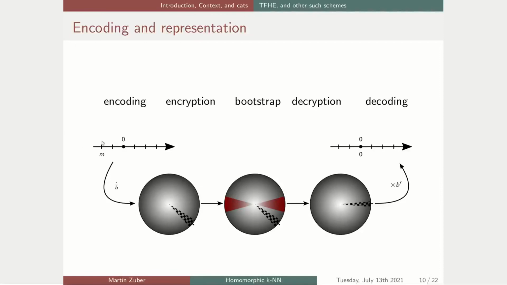Equivalently, if the initial input is negative, then we're going to get an output of 0 at the end. And if the encoding of the initial input is too close to the value 0 in the torus, then the bootstrapping operation can get a wrong result, in this case 0 for a value that was negative.